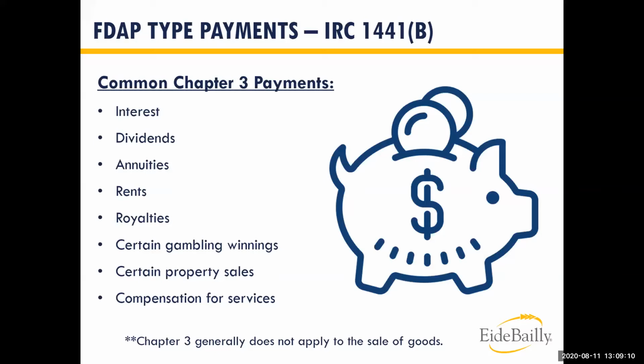Some of the common Chapter 3 payments are interest, dividends, annuities, rents, royalties, certain gambling winnings, certain property sales, and compensation for services. If you're paying, for instance, a royalty for use of a certain piece of music, that would be one example of that.